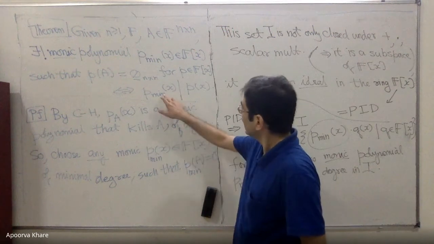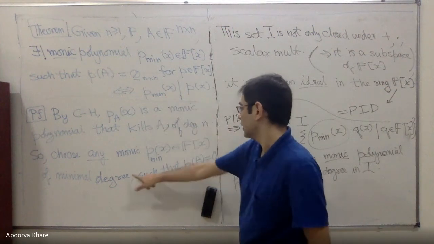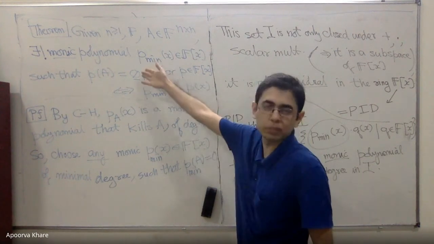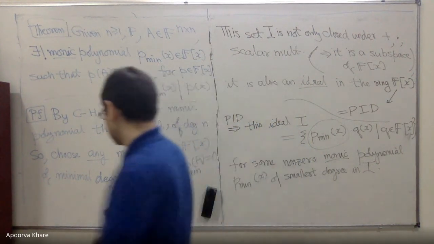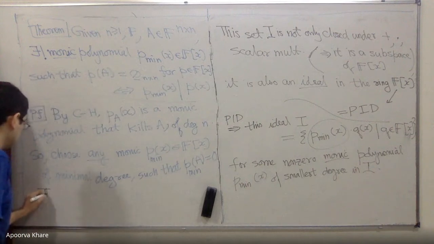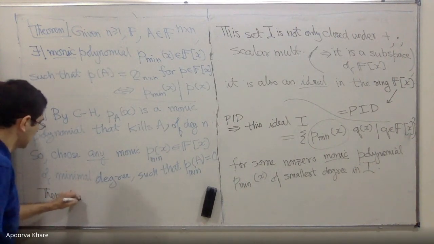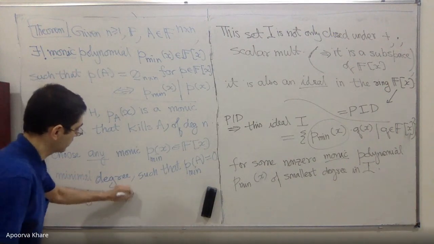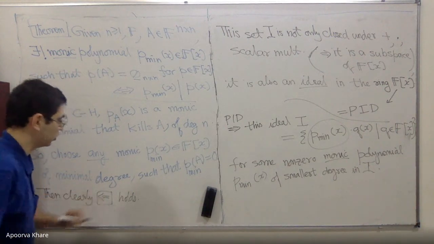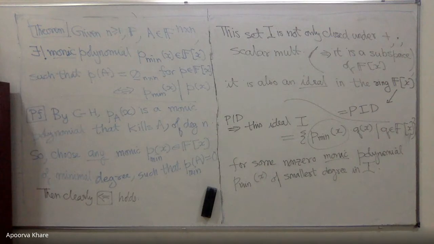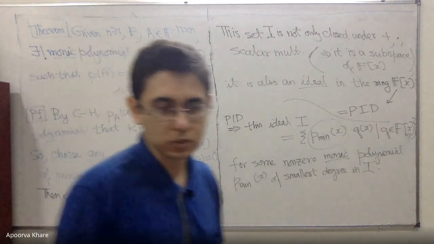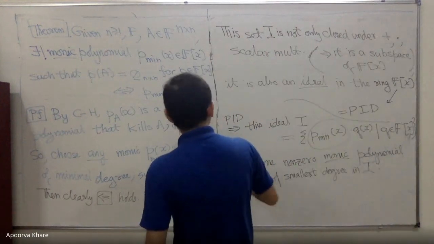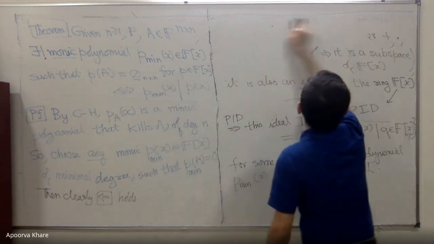So now if P min divides P, then clearly P of A is 0. The question is the other way. Clearly this implication holds. The question is why the converse holds. That is the real difficulty of the proof. So as for proving the converse, the forward arrow.